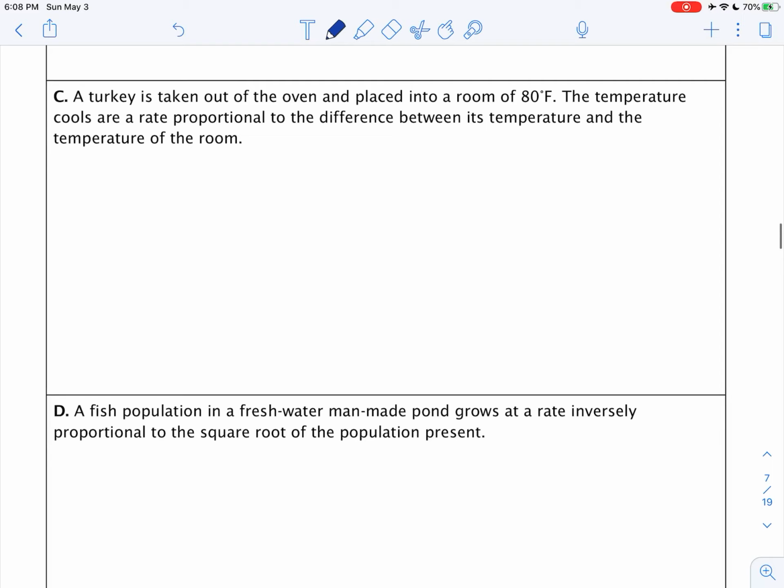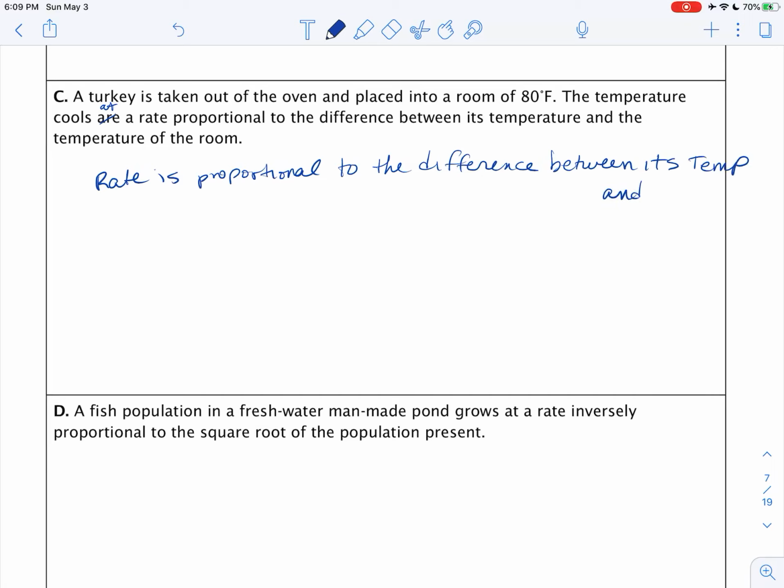Another example. A turkey is taken out of the oven and placed into a room of 80 degrees Fahrenheit. The temperature cools at a rate, sorry about that, proportional to the difference between its temperature and the temperature of the room. So the rate is proportional to the difference between its temperature and the surrounding temperature.